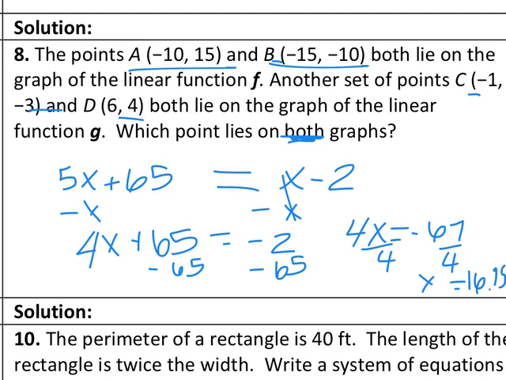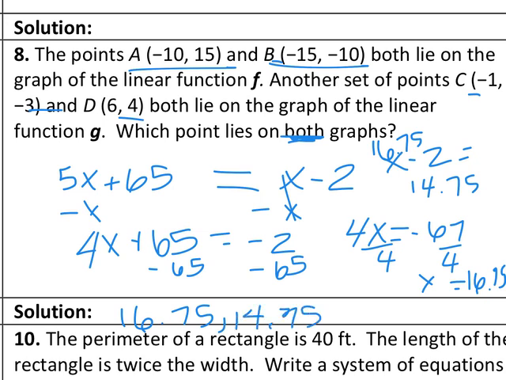And then if you plug 16.75 back in for your original equation right here, x minus 2, so 16.75 minus 2 is going to give you 14.75. So which point lies on both graphs? Your answer is going to be 16.75, comma, 14.75.